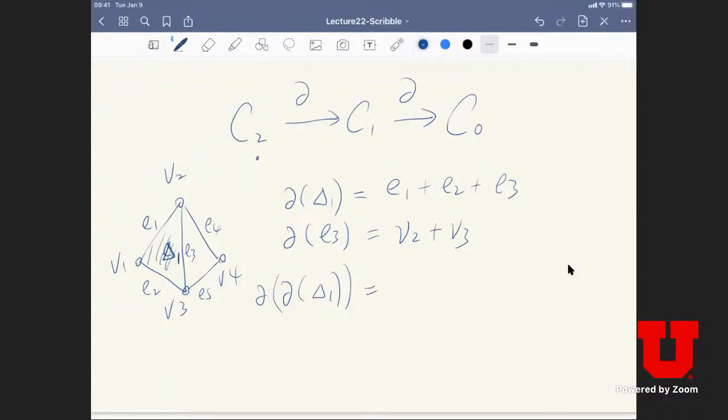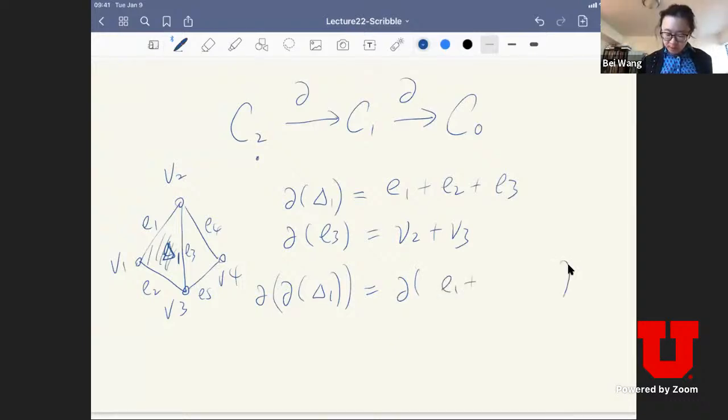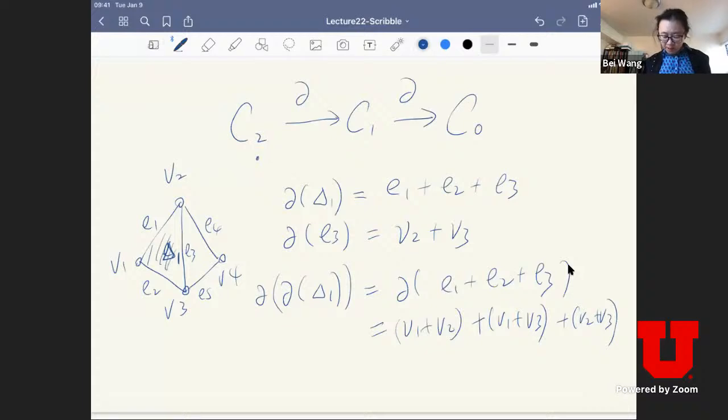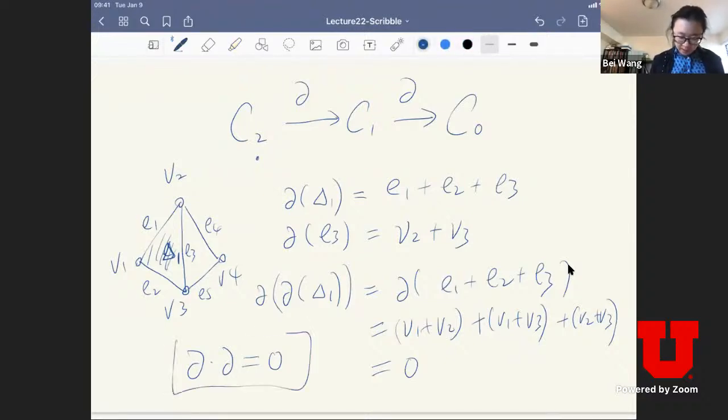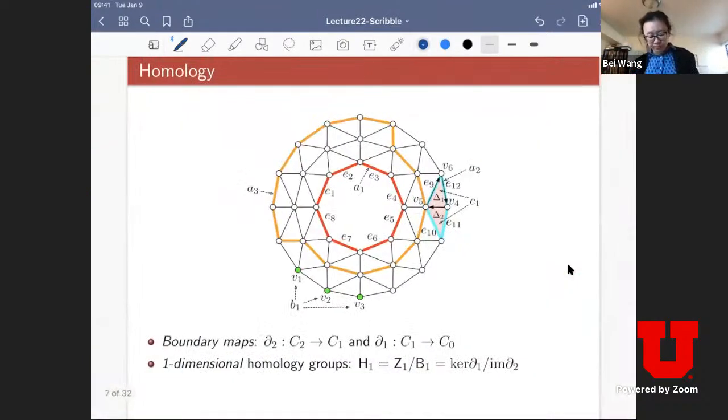Because the boundary of triangle 1 is a boundary, it's going to be E1 plus E2 plus E3. I take the boundary of those again. The boundary of E1 is V1 plus V2. The boundary of E2 is V1 plus V3. The boundary of E3 is V2 plus V3. So now they all cancel out because I'm using Z2 coefficients. So the important takeaway is that if I take the boundary twice, I get 0. Okay, so that's what's recalled, right?